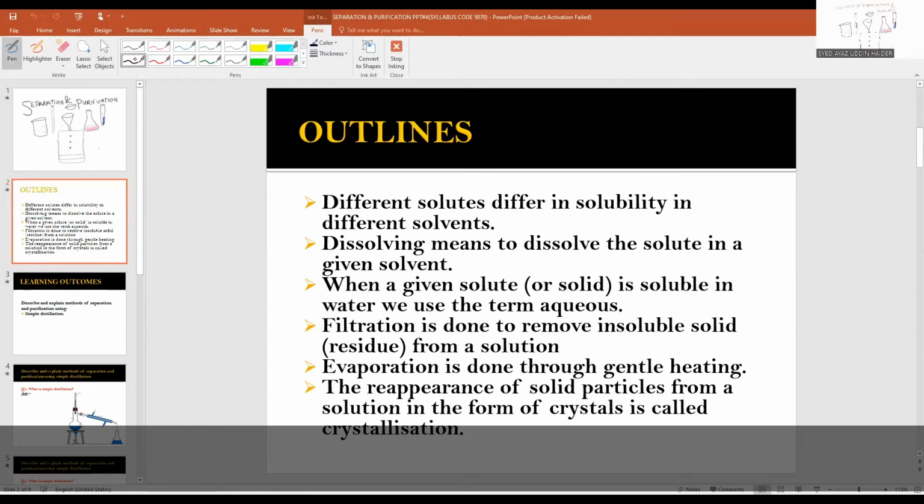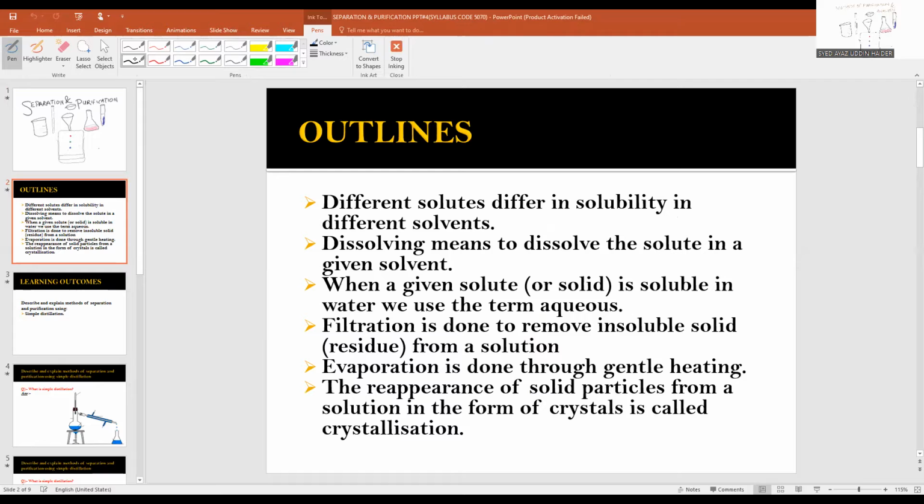The outlines of the last lesson are: different solutes differ in solubility in different solvents. Dissolving means to dissolve the solute in a given solvent. When a given solute or solid is soluble in water, we use the term aqueous. Filtration is done to remove insoluble solid or residue from a solution. Evaporation is done through gentle heating. The reappearance of solid particles from a solution in the form of crystals is called crystallization.